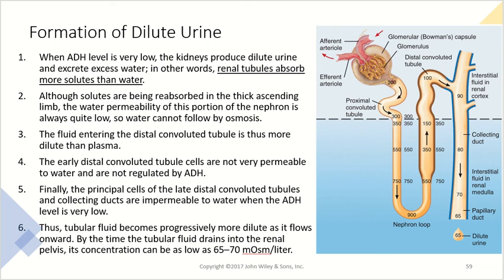Finally, the principal cells of the late distal convoluted tubules, as well as those collecting ducts, are going to be impermeable to water when the ADH levels are very low. Therefore, the tubular fluid is going to become progressively more dilute as it flows onward. So by the time that tubular fluid drains into the renal pelvis, its concentration can be as low as 65 to 70 milliosmoles per liter. So very dilute is essentially the take-home message there.